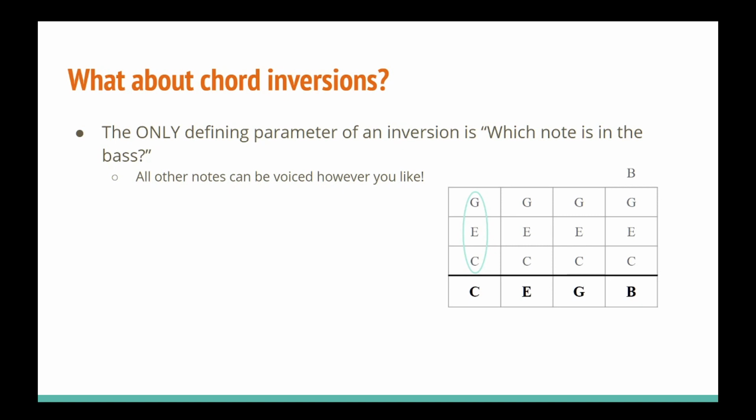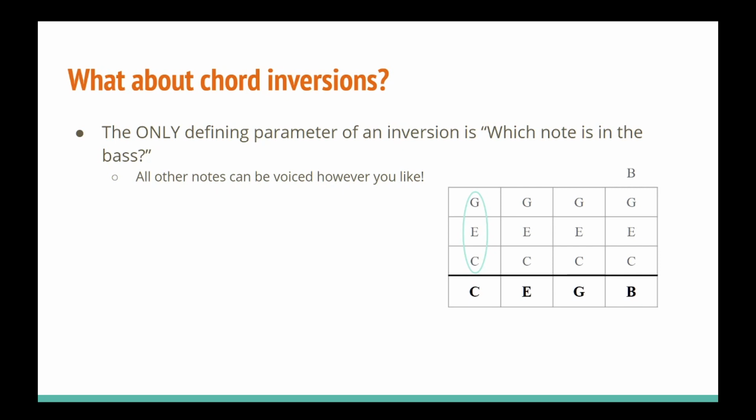You'll notice that each of these examples have a simple C major in the upper three voices. The only thing that changed was the note in the bass. I could have voiced the remaining notes however I wanted. It wouldn't have any impact on what kind of inversion each chord is in. Make sense? So why would we want to use inversions in the first place?